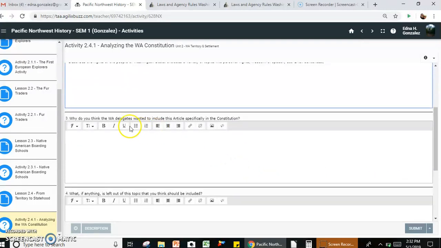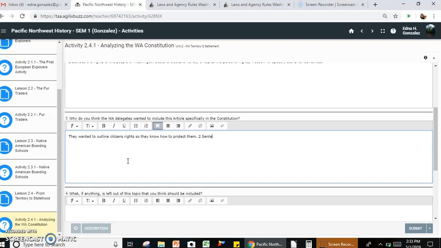Next, question 3 asks, why, and this is your own personal opinion, this question is not based on anything in the Constitution. It's based on your personal opinion. So why do you think the Washington delegates wanted to include this article specifically, so the article that you picked, in the Constitution? So I would say they wanted to outline citizens' rights so they know how to protect them. And again, write 2 sentences. Okay, so that's my own personal opinion.